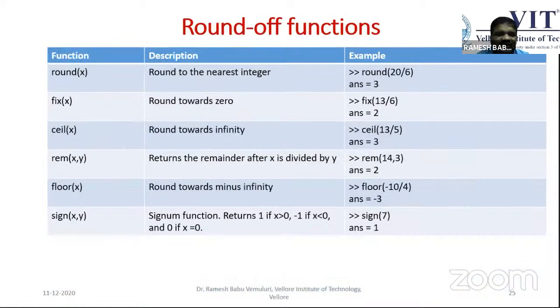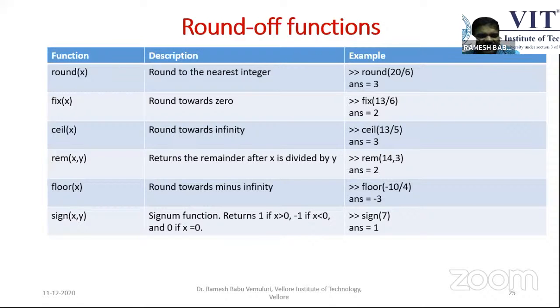Then round off we can do like round X. So where it will round like 20 by 6, obviously there is 3.3 something, so it is less than 0.5. So obviously it will go to 3. So 13 by 6 is 2 point something. Then let's say you put more than 5, then it will go to the next point. So you can see 13 by 5, actually 2.6, it crossed 2.5, so obviously it will go to 3.